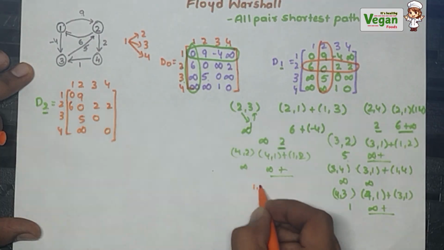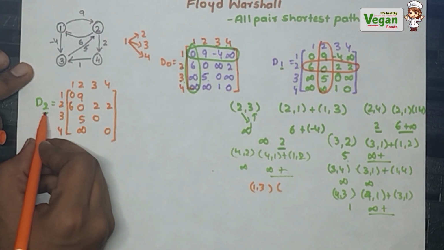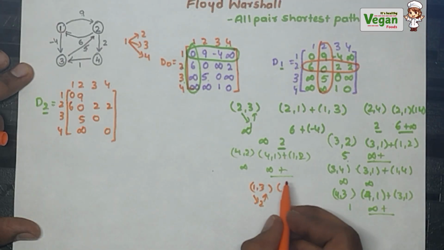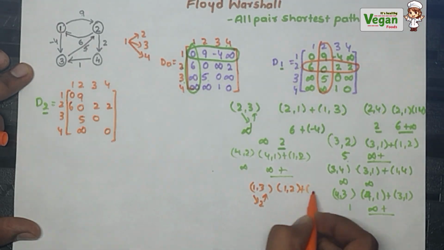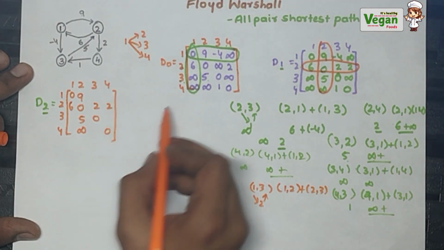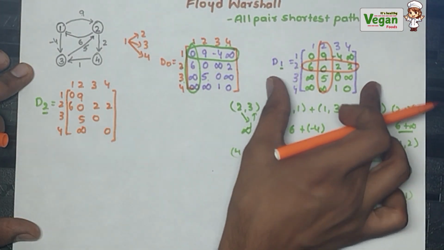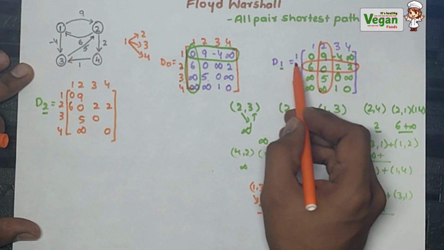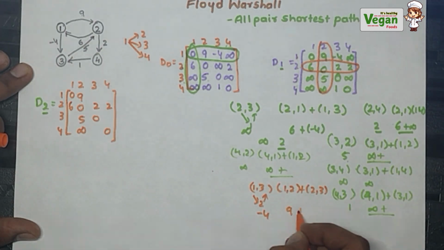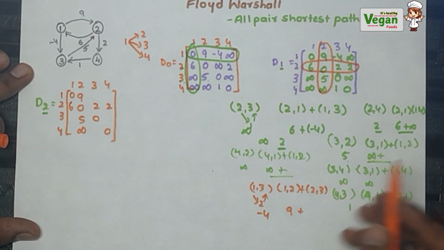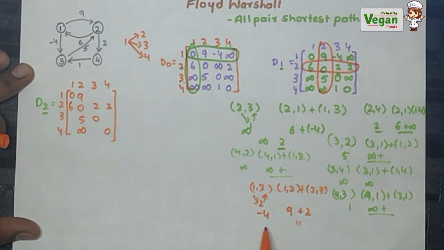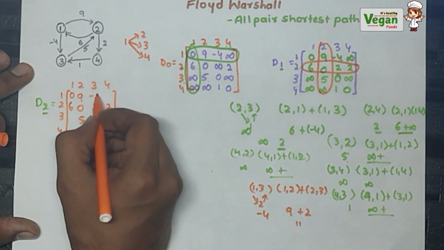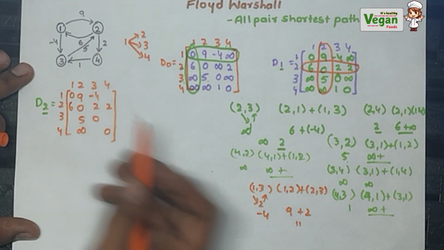Now let's find 1 comma 3. How to find 1 comma 3? Since it is the second matrix, you should come for 2 and again go from 2. So 1 comma 2 plus 2 comma 3. Take reference of the previous matrix. 1 comma 3 value is minus 4. 1 comma 2 value is 9 plus 2 comma 3 value is 2. 9 plus 2 is 11. Minus 4 and 11, minus 4 is the smaller one. So write minus 4.